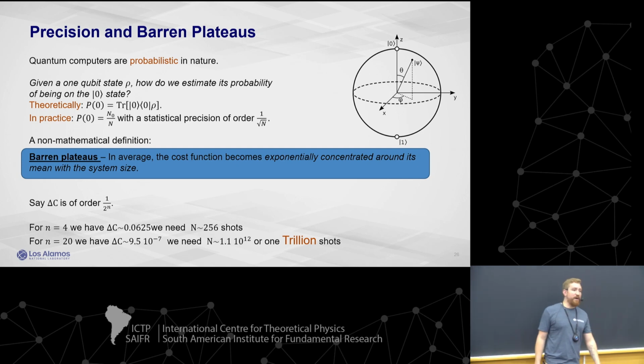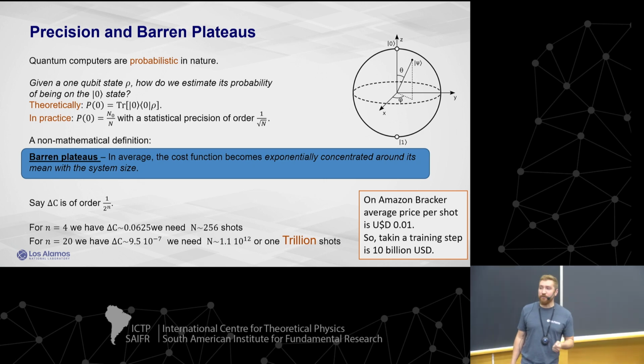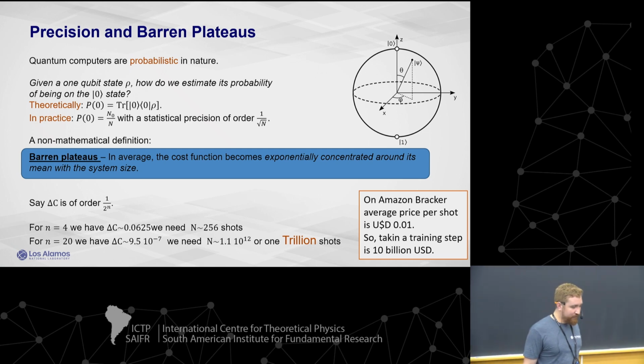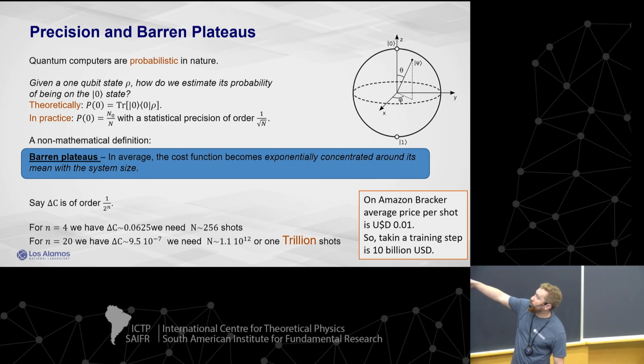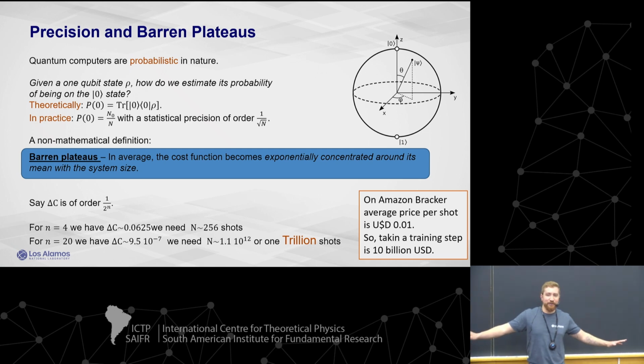And if you don't care about math, just think about money. The problem is that measurements are a true resource in quantum computers. So if you take Amazon Braket, you see the average price of how much it takes to make one measurement in a quantum computer. To do one optimization step in a Barren plateau landscape, to be able to tell 2 points apart, you're going to need $10 billion US. So yeah, this is non-scalable any way that you look at it. This is just a tremendous problem.